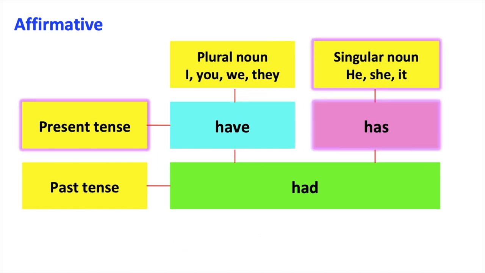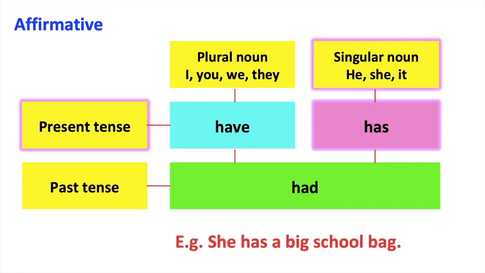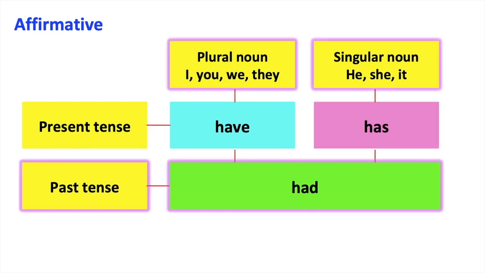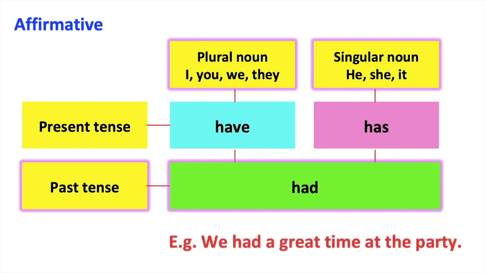If the subject is a singular noun, he, she, or it, and the sentence is in the present tense, then we use the verb has. For example, she has a big school bag. Lastly, for all subjects in the past tense, we use the verb had. For example, we had a great time at the party.